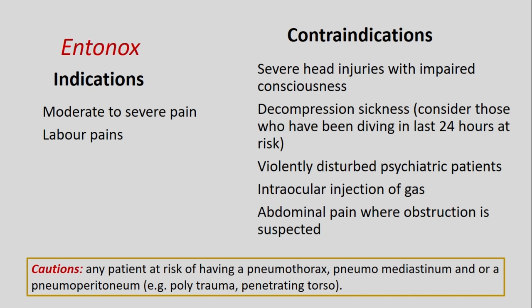Again, due to the properties of Entonox, those patients who have received an intraocular injection of gas, such as patients who have had ophthalmic surgery, should avoid Entonox. And lastly, patients who present with abdominal pain where obstruction is suspected. This is because the bowel is a compliant organ and air trapping can increase the cavity and potentially lead to a rupture. Cautions in the case of Entonox include any patient at risk of air trapping, such as a pneumothorax, a pneumomediastinum, or a pneumoperitoneum, for example, those with polytrauma and a penetrating torso injury.